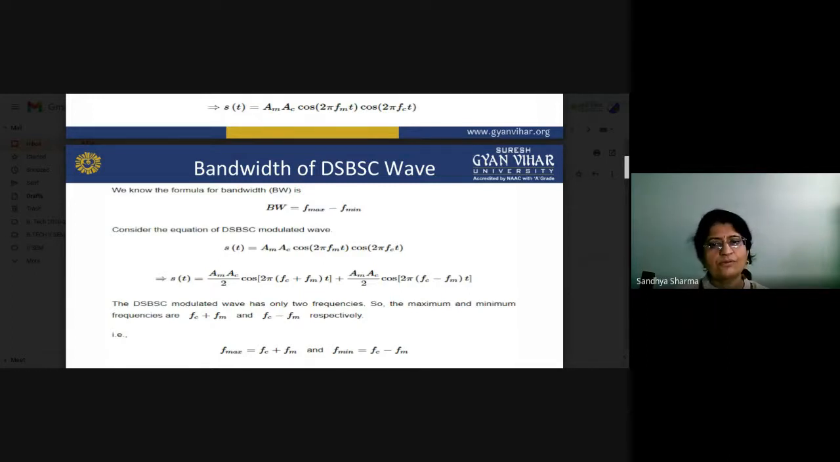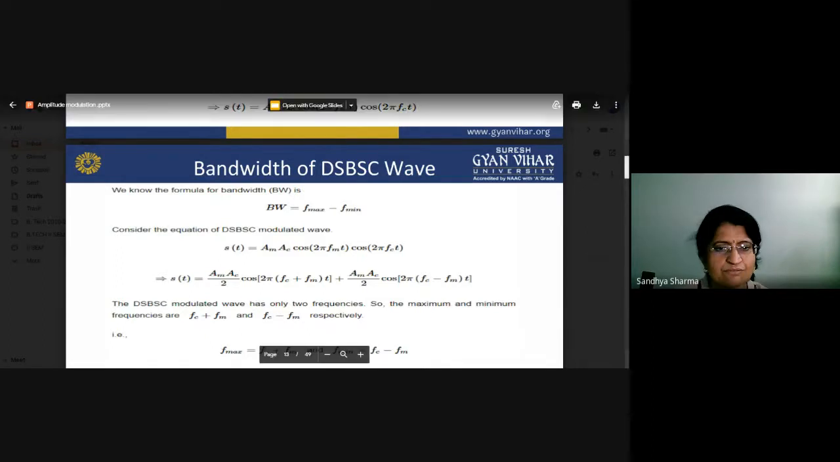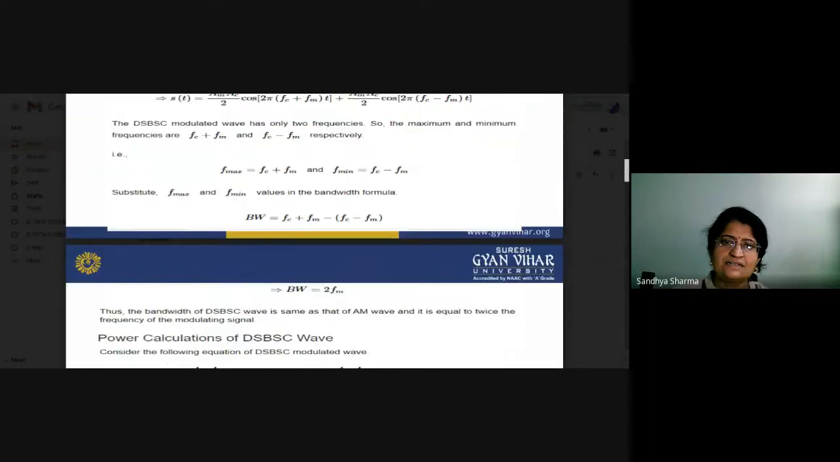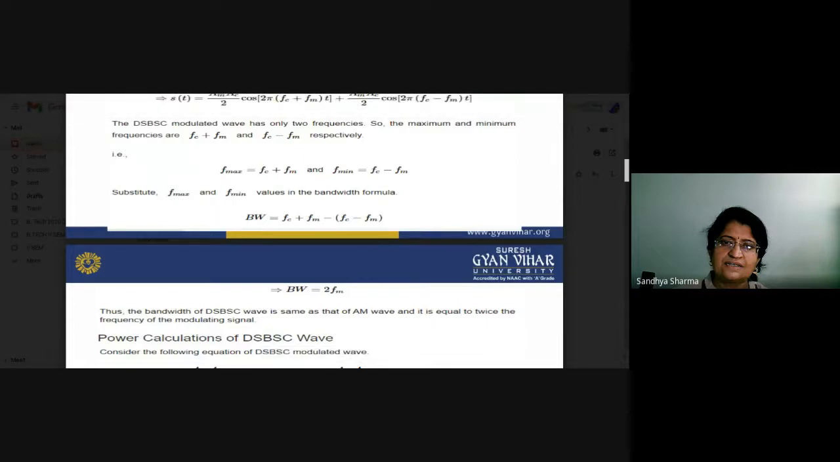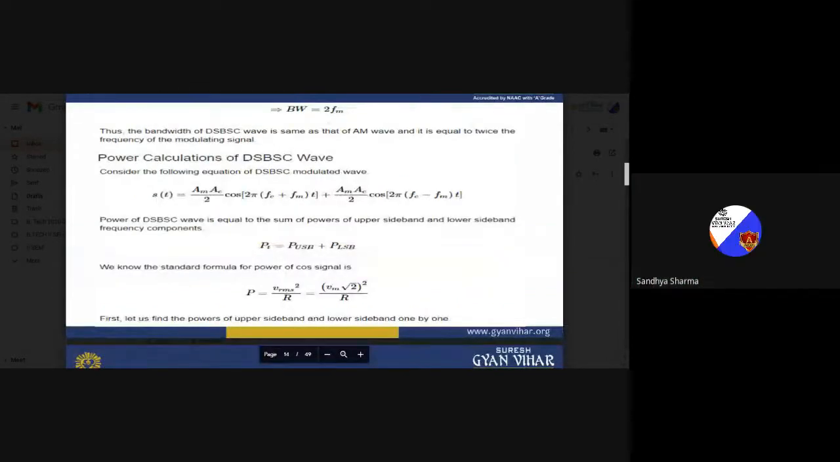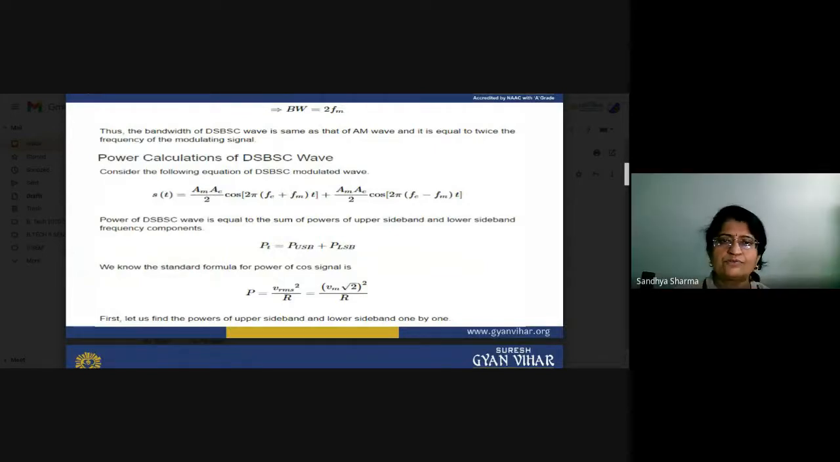So if you are talking about the bandwidth, that is the difference between the maximum frequency and minimum frequency of the DSB SC transmitted signal. If you want to calculate the bandwidth, it is f maximum minus f minimum, so that is equal to 2fm. So the bandwidth of the amplitude modulated signal will be 2fm. Now here we see the bandwidth is equal to twice the modulating signal frequency.